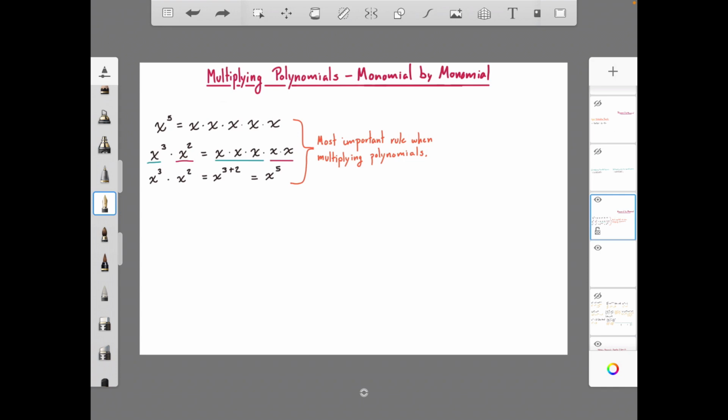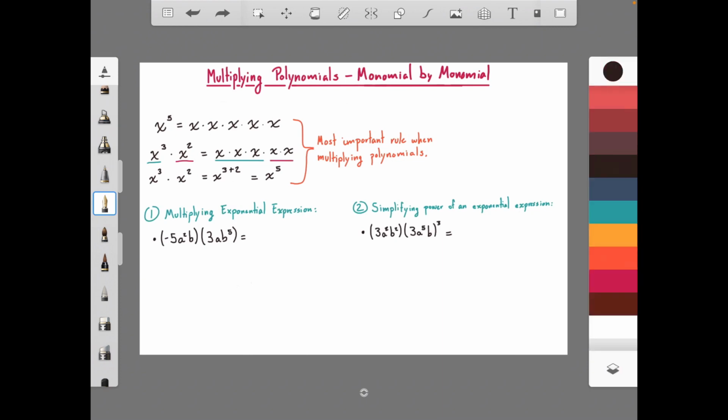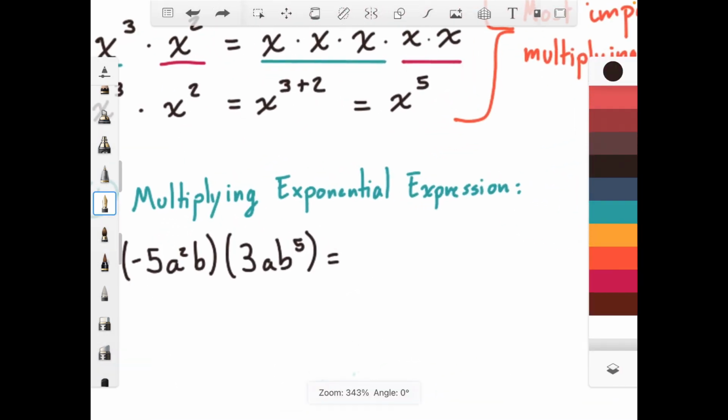Only very specific cases don't have it, but because they include other properties to apply. Okay, now we have two types of exercises that I want to talk about. The first one is multiplying exponential expressions. So we are going to begin this exercise over here.